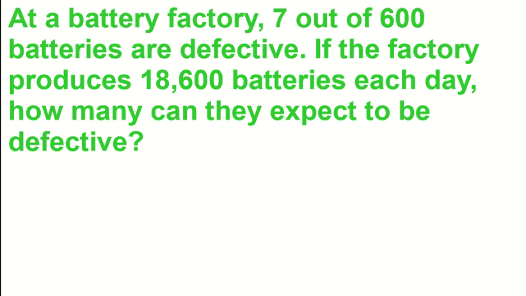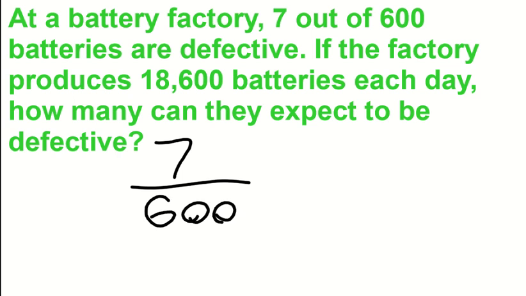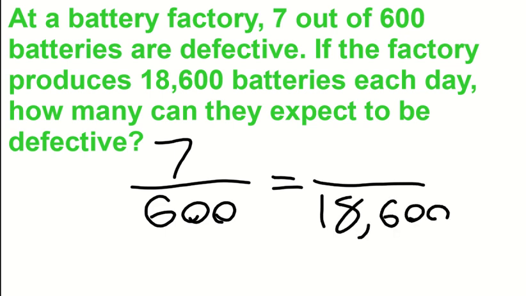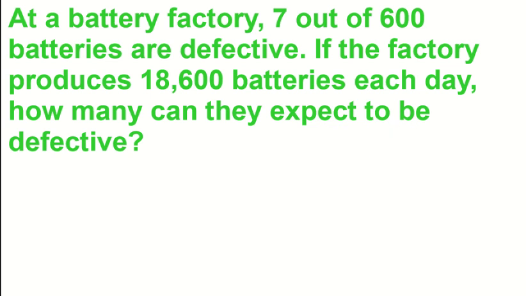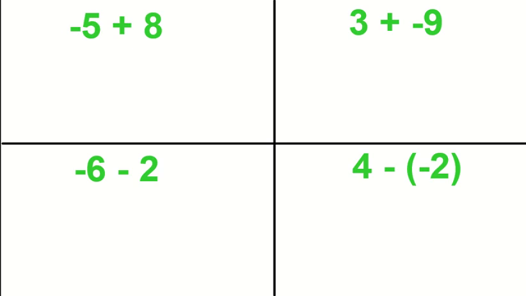Robert? 217 is correct. So we got 7 out of 600. That's a ratio. So we do that as half our proportion. And then the 18,600 is a total there. So that's going on our bottom number. So we got 18,600 times 7 divided by 600. We get 217. Okay? Any questions on that one? No? Try those 4.